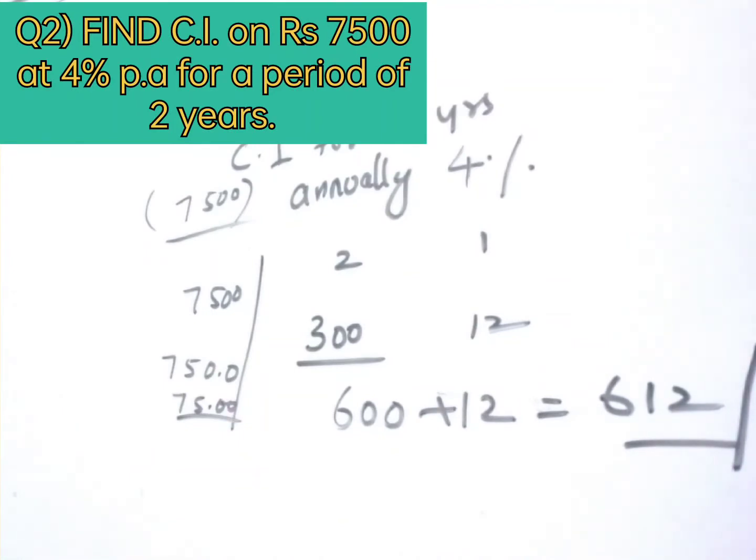So what are we going to do? We'll put 2 and 1 for 2 years. Take the amount. Find the rate, that is 4% or 10% or 15%.